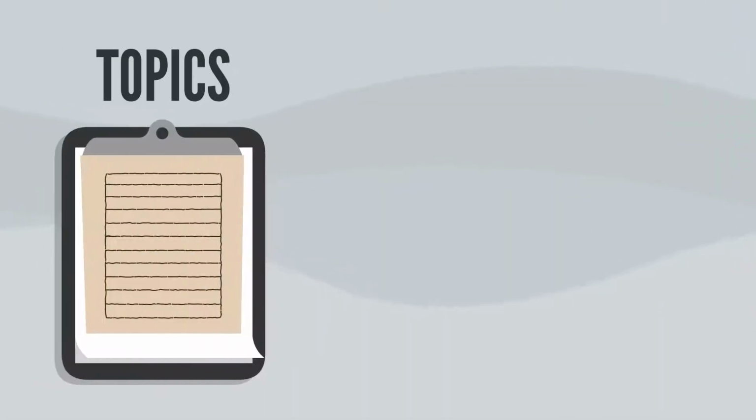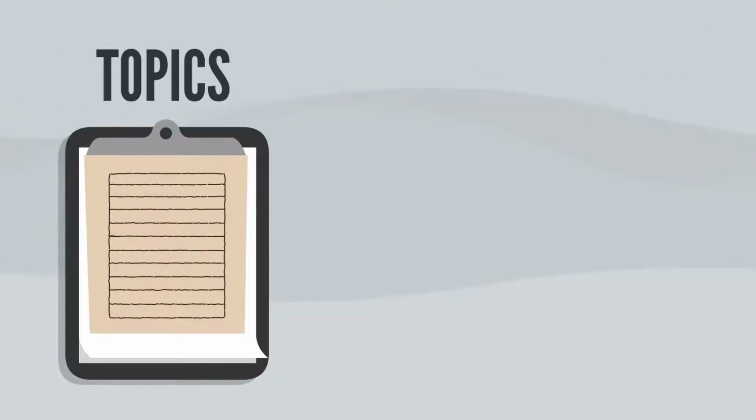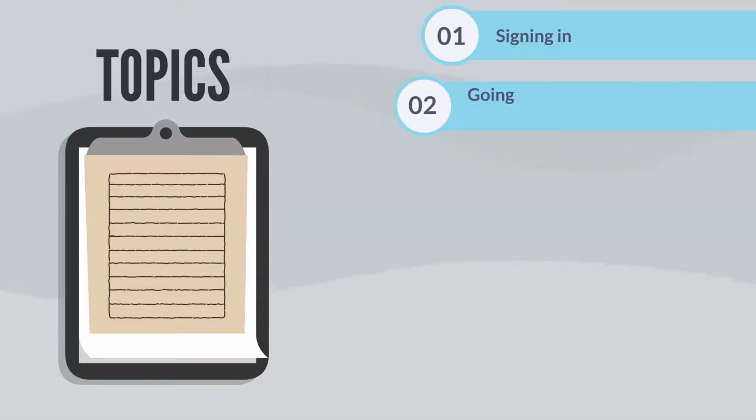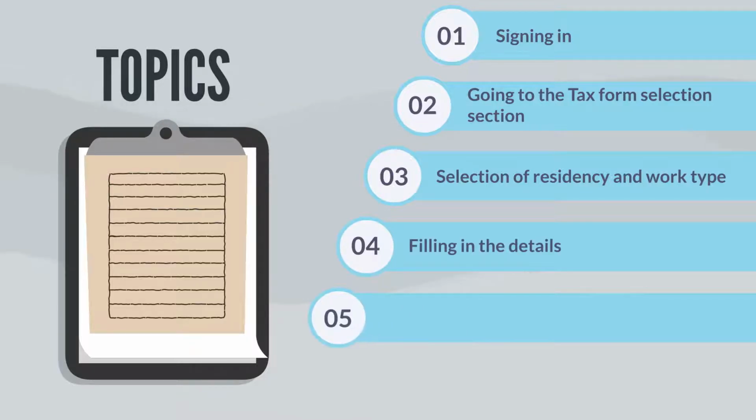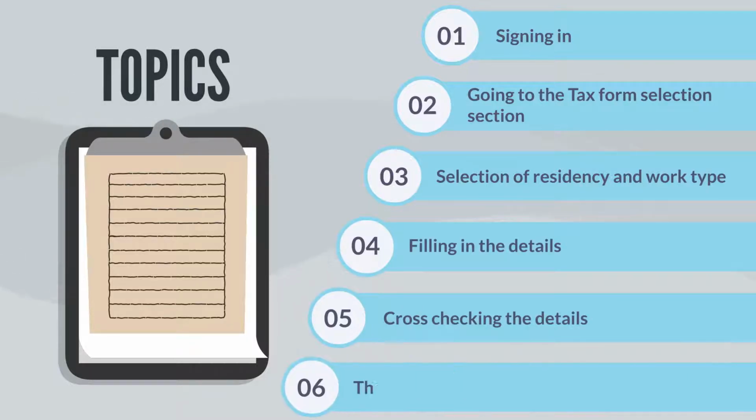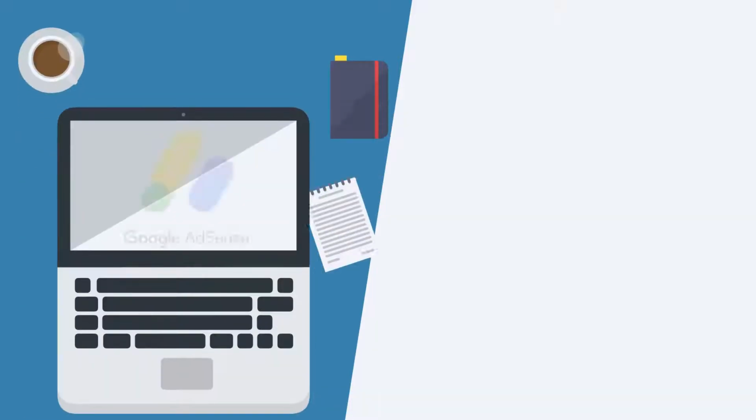Here are the main topics we will talk about in this video. Signing in. Going to the tax form selection section. Selection of residency and work type. Filling in the details. Cross-checking the details. The certification. Let's get started.